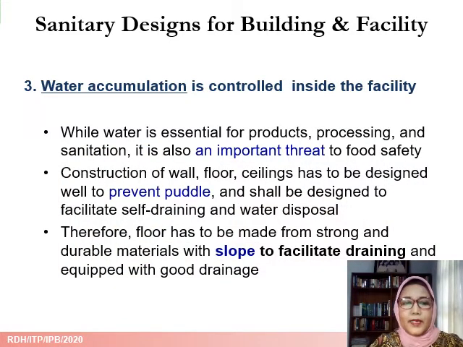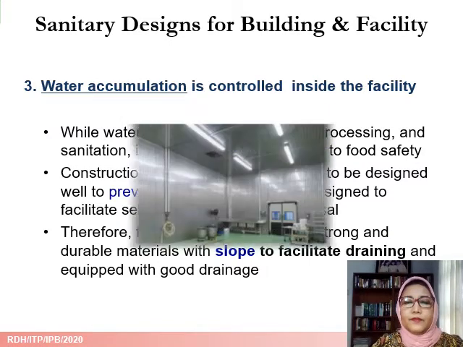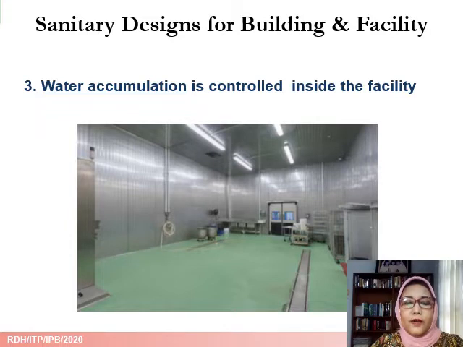The third principle is regarding the water accumulation that is controlled inside the facility. While water is essential for product processing and sanitation, it is also an important threat to food safety. Construction of walls, floors, ceilings has to be designed well to prevent puddle and shall be designed to facilitate self-draining and water disposal. Floor generally has to be made from strong and durable materials with slope to facilitate draining and equipped with good dryness. This is a picture of a well-designed floor that allows self-draining.